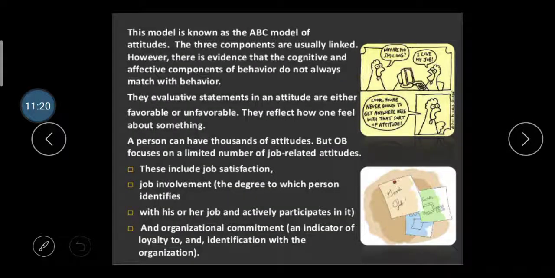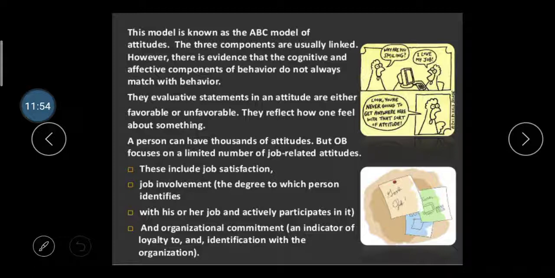This model is known as the ABC of attitude. So these three components are usually linked. However, there is evidence that the cognitive and affective components do not always match behavior. So they evaluate a statement in attitude as either favorable or unfavorable. They have to reflect on how they feel about something. A person can have thousands of attitudes, but organizational behavior is only focused on a limited number of job related attitudes. They cannot consider all attitudes of the person.